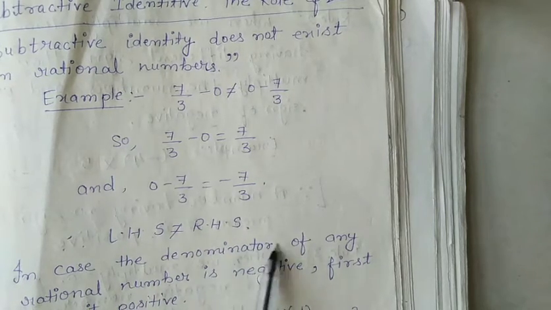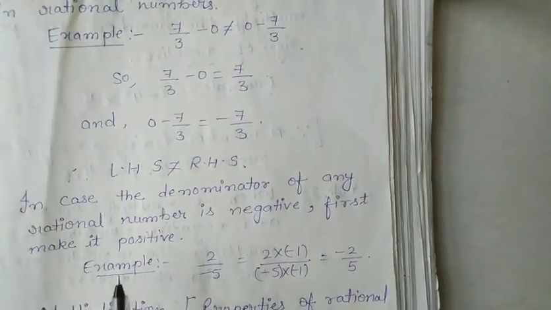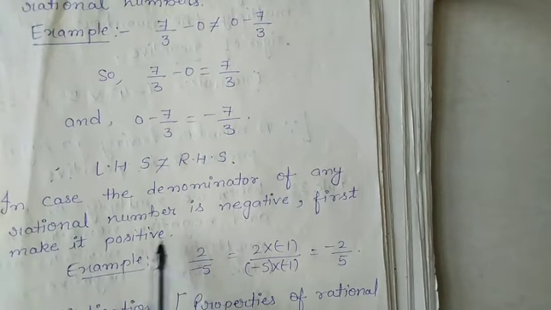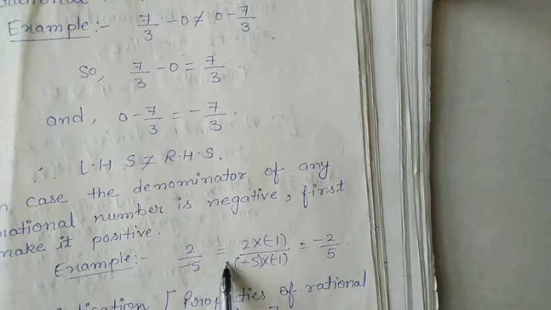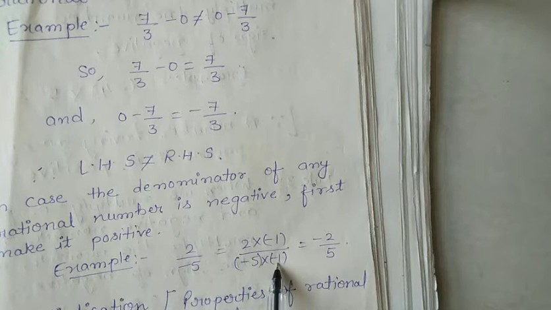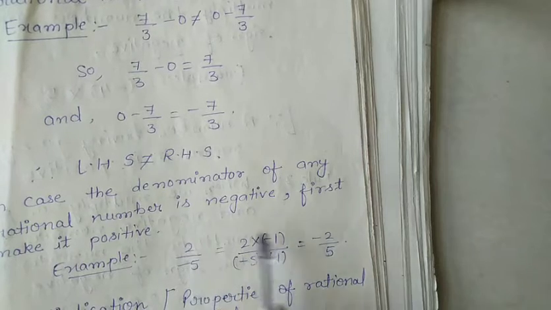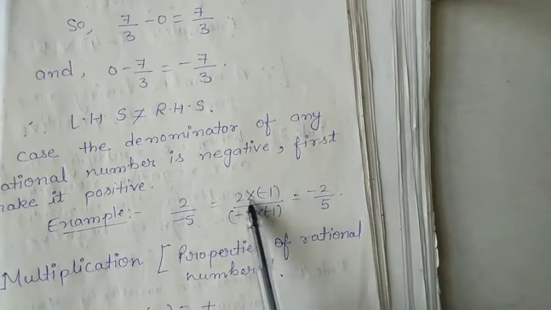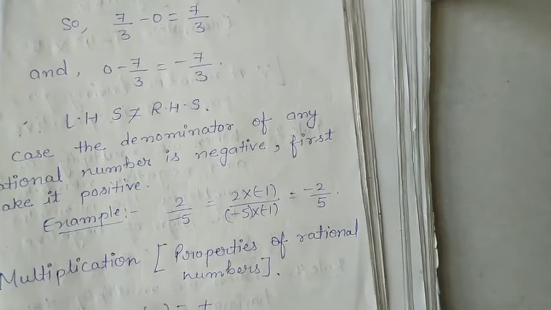In case the denominator of any rational number is negative, first make it positive. If there is any rational number having a negative sign in the denominator, make it positive. For example, 2 by minus 5 is equal to 2 into minus 1 by minus 5 into minus 1, that is minus 2 by 5. We convert 2 by minus 5 into minus 2 by 5. To make it standard form, we multiply 2 by minus 5 by minus 1 and minus 1.